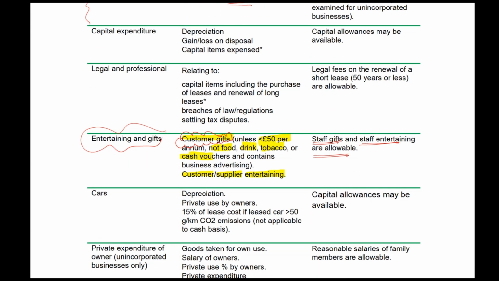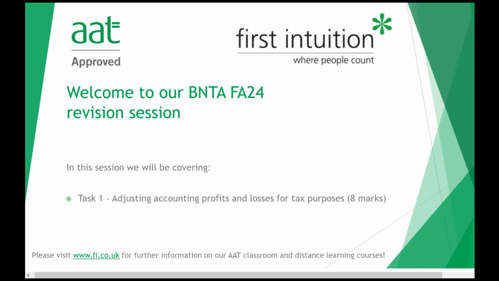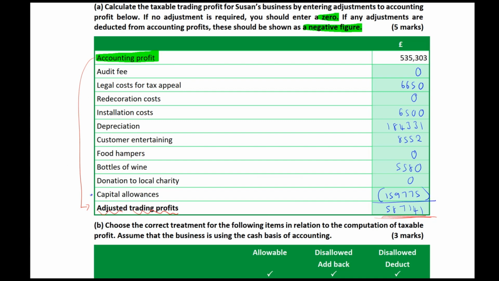Note also where anything has a little asterisk, such as this one. The little asterisk then refers to a point at the bottom talking about the cash basis. And I think the next part of our question deals with the cash basis, so we may well be coming back to that now.